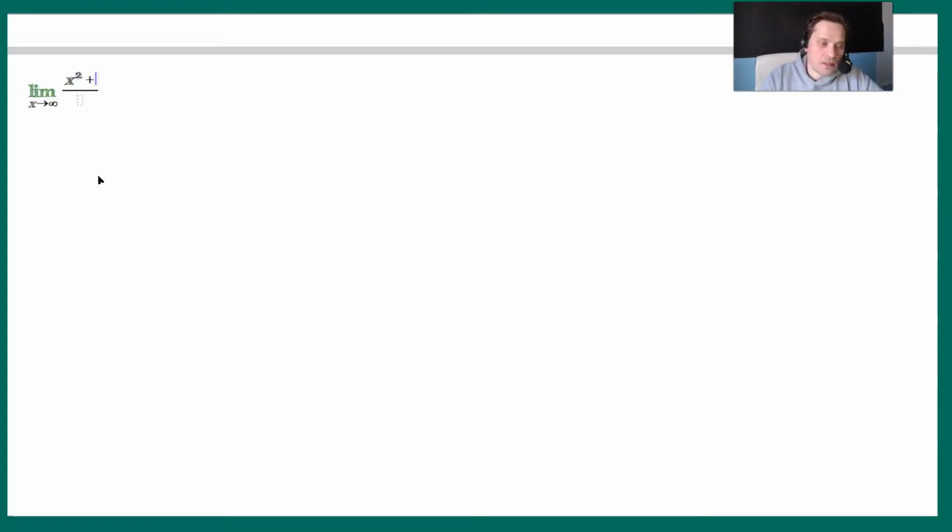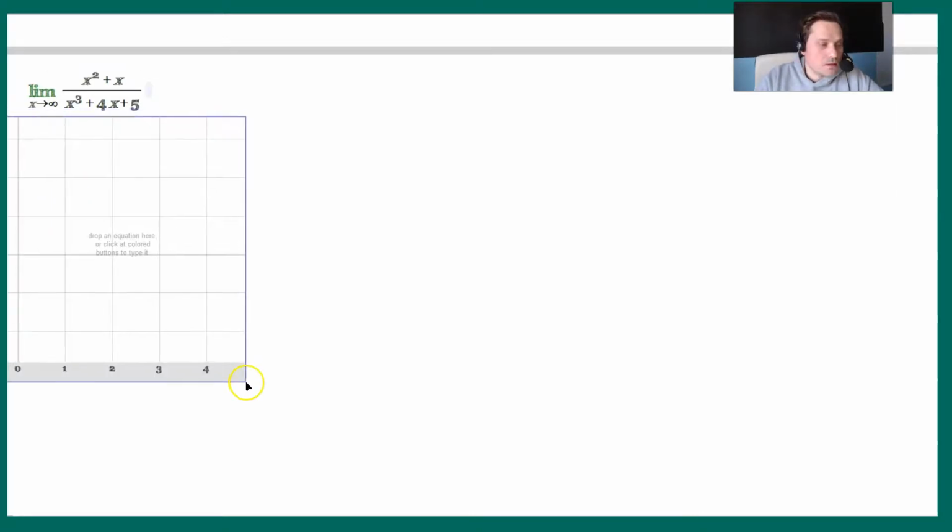X squared plus x, and then here x cubed, say, plus, and then 4x plus 5. When you look at this, it might be difficult to decide how to find the value of this limit, naturally enough. It's kind of complicated looking. So what you can do is the following.